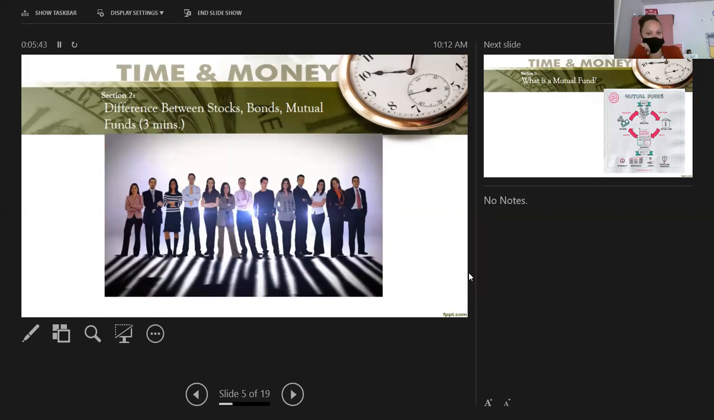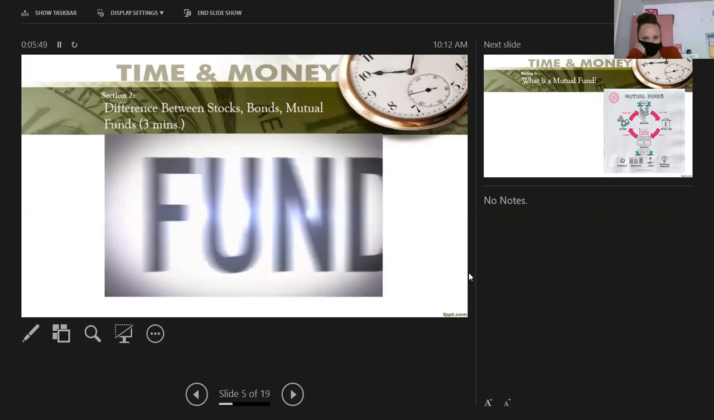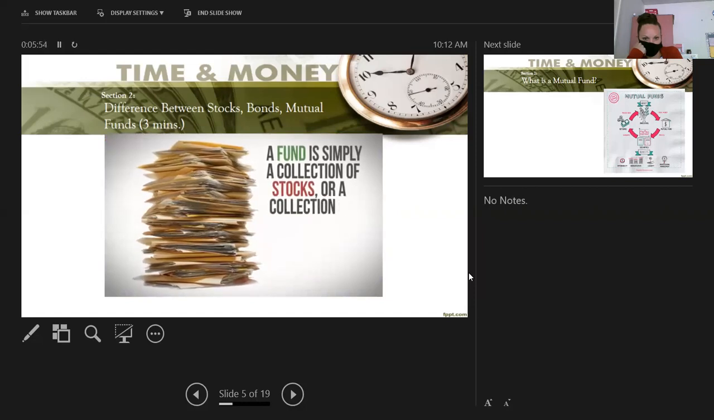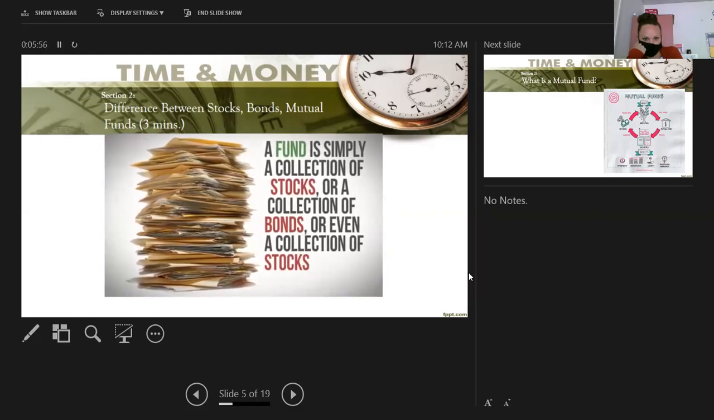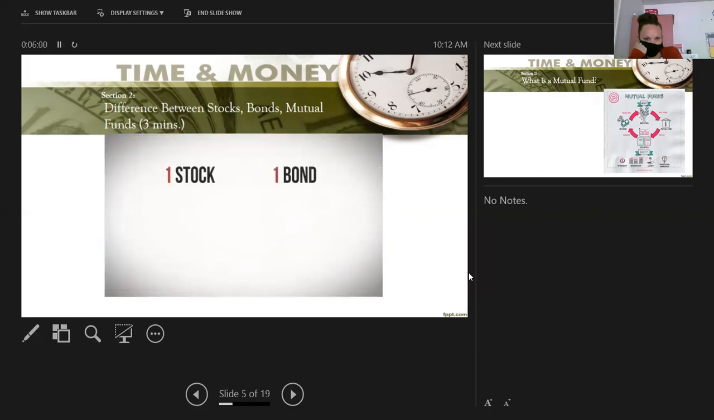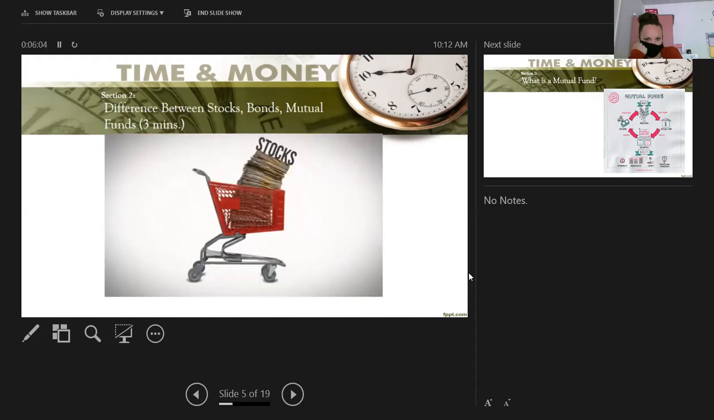But for most people, the most important investment term to understand is funds. If you have only one investment, it will most likely be a fund. A fund is simply a collection of stocks, or a collection of bonds, or even a collection of stocks and bonds together. Instead of buying just one stock or one bond, you can buy a fund that holds a basket of many different stocks or many different bonds. It's the ultimate in one-stop shopping.